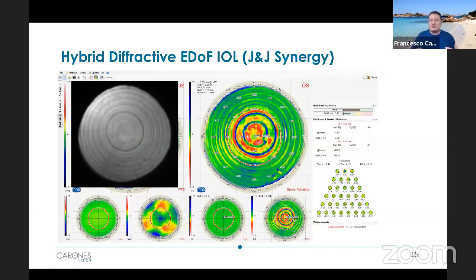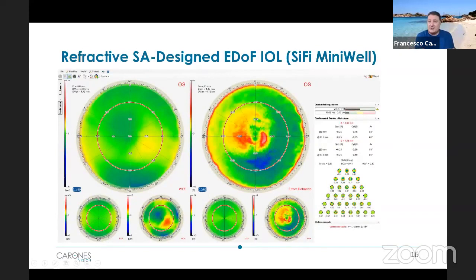And what is again very interesting to see is that these very complex optics, when evaluated only for assessing low-order aberrations, well, it looks like plano. So all these complex colors finally just make the lens plano, as it was intended to be. Here is another design. This is a refractive spherical aberration designed EDOF, the Miniwell from SIFI.